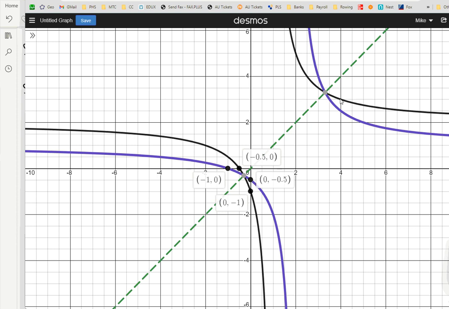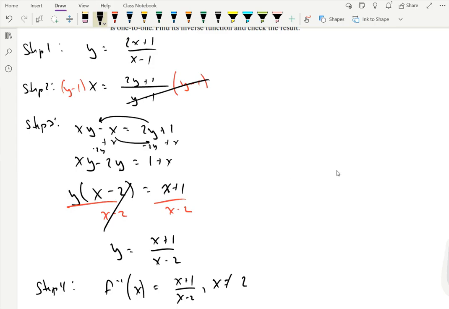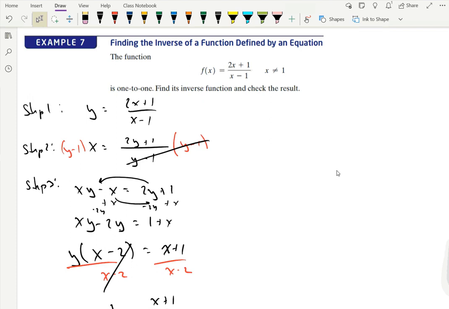And likewise, we could come up here with other points, and we could see that they reverse each other as well. So this is 4, 3. So that means 3, 4 ought to be on the other graph. And it is. Okay, so it does appear, graphically, that we have found the inverse. So we were successful. We were given the function, and we found its inverse.